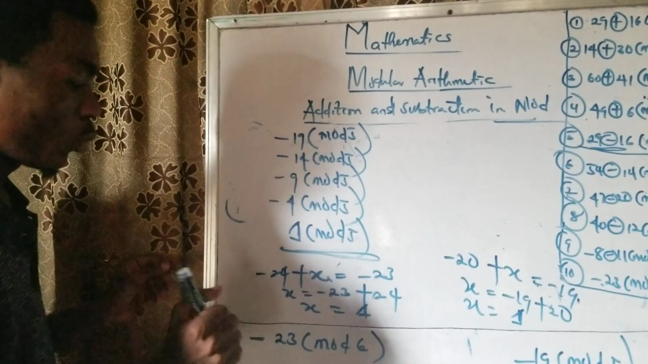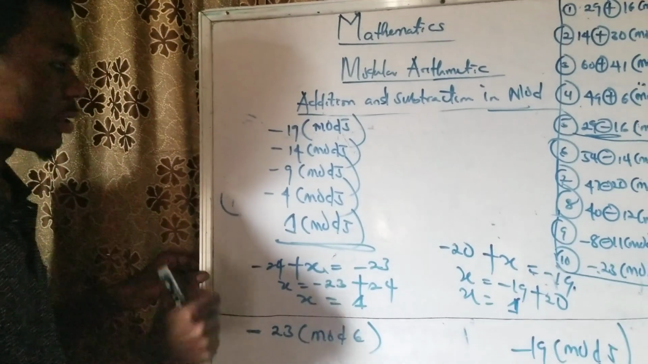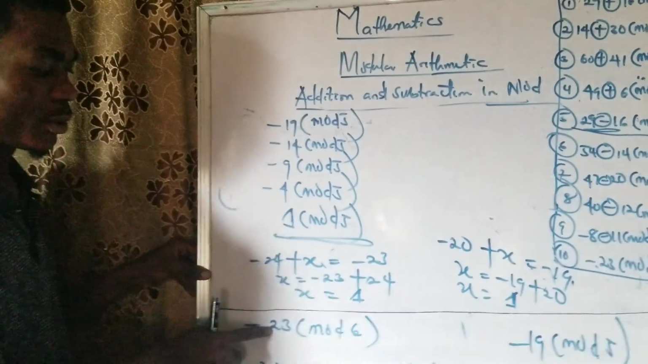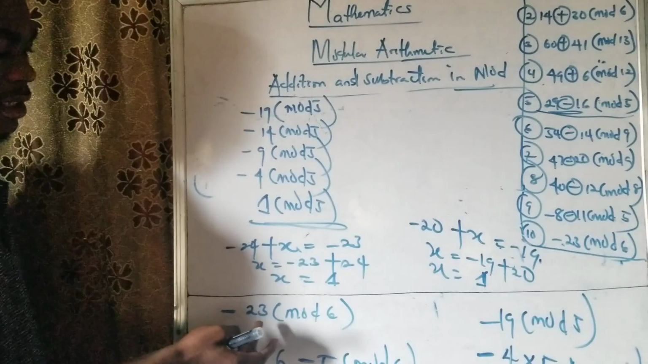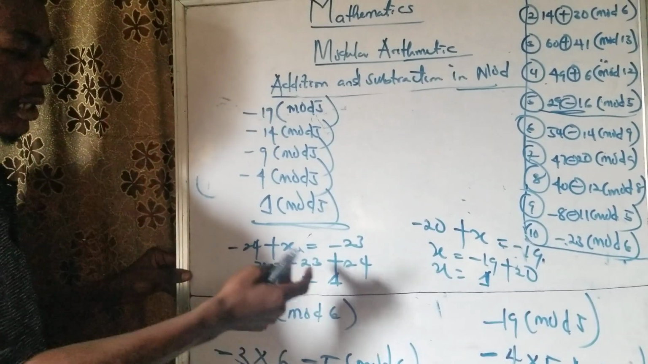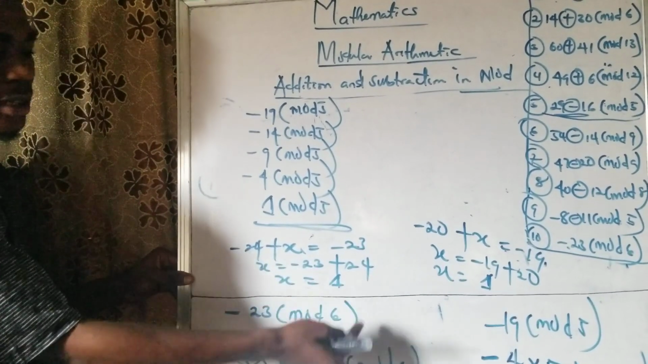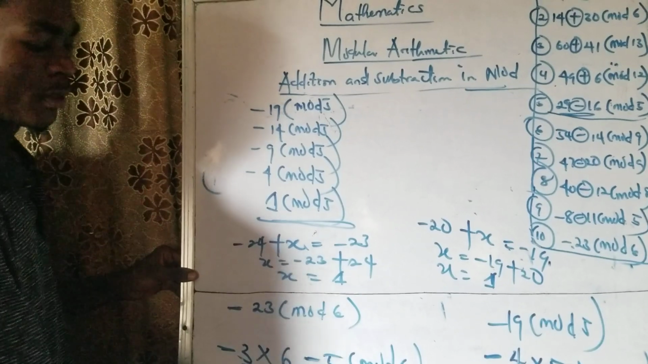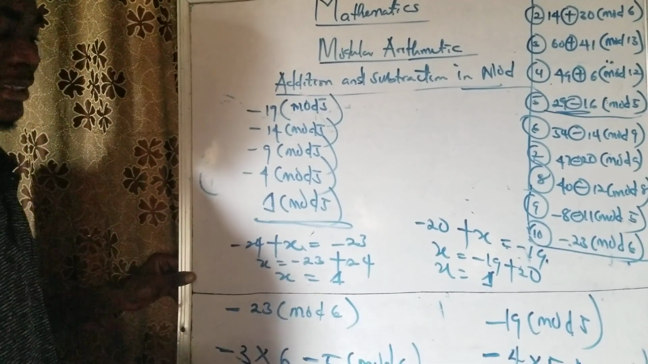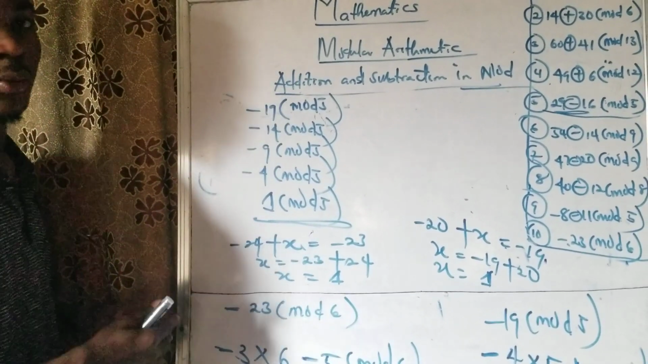So that's that. Then one other thing before we end this: you can also continue this. This one will just take time, by saying minus 23 plus 6, then you get the next number, minus 17 plus 6, until you get a number that is positive and also lesser than the mode. Then we get that.